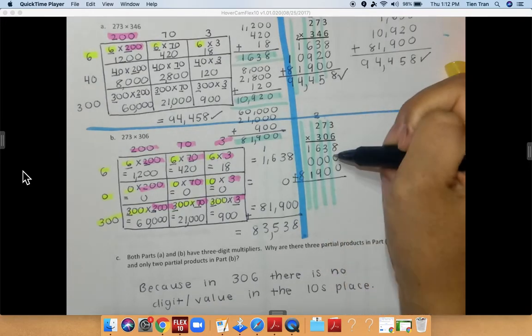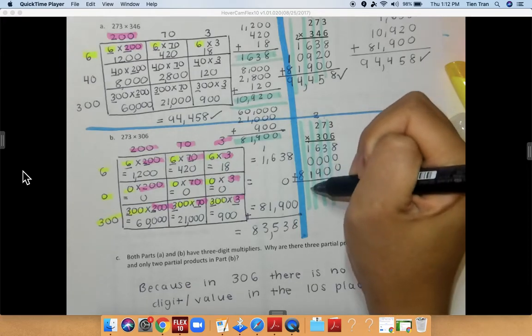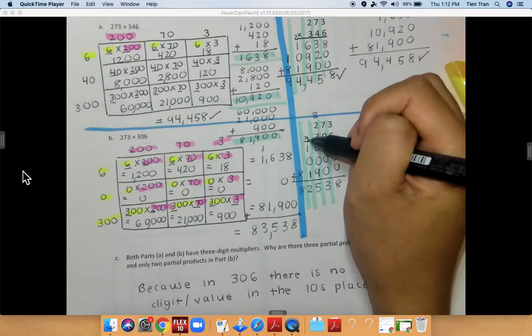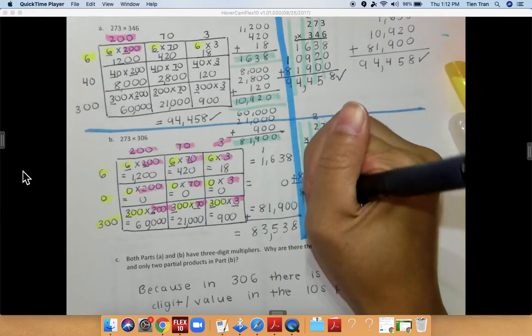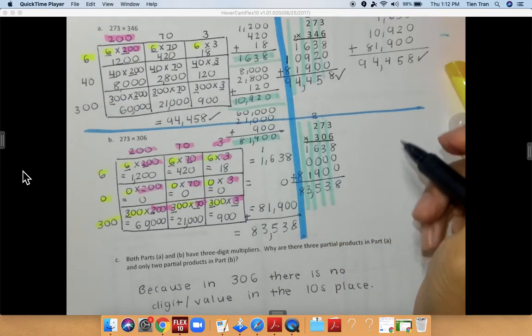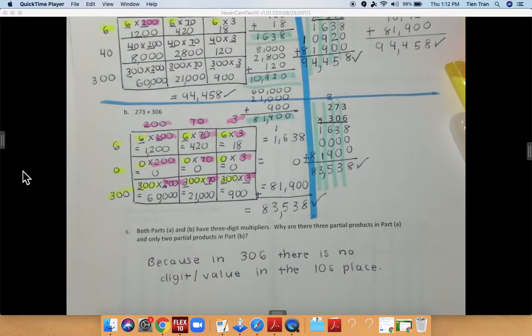I'm going to add everything together. I get 8, 3, 15. 1 plus 1 is 2, and bring down my 8. So again, oh, I missed my number that was carried. So I have 83,538, and they are both the same. So that is my answer.